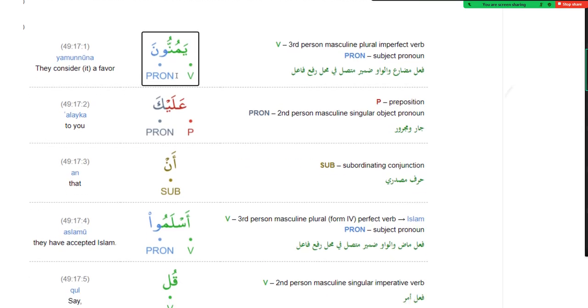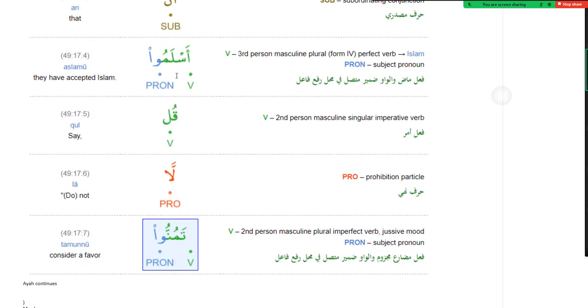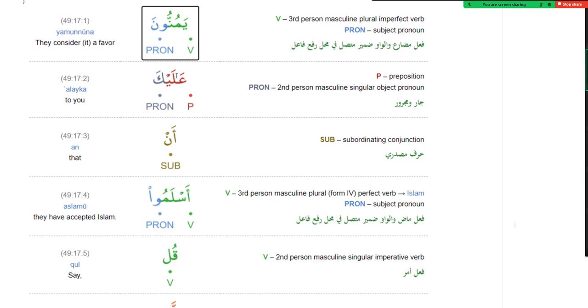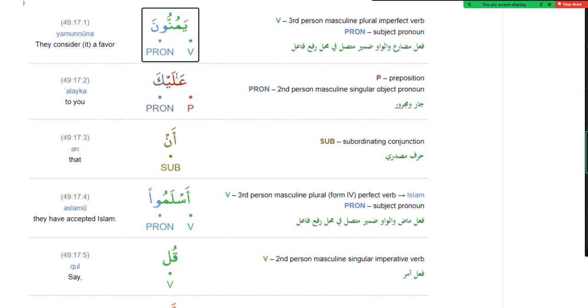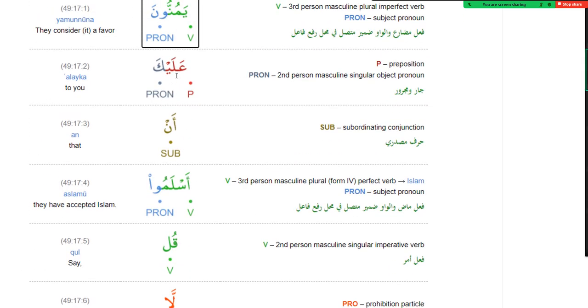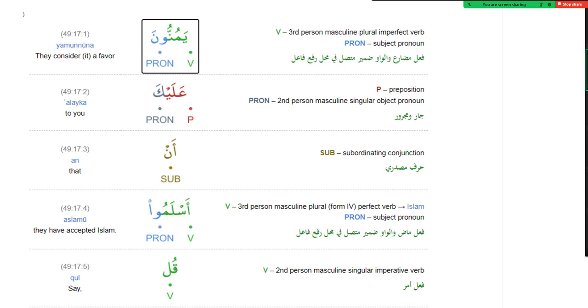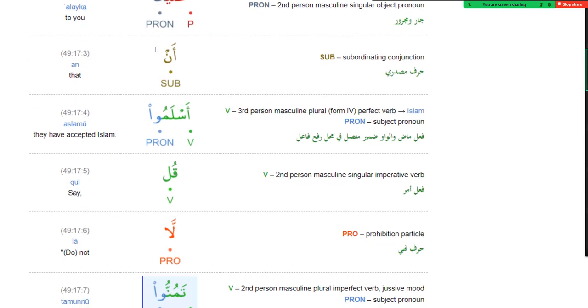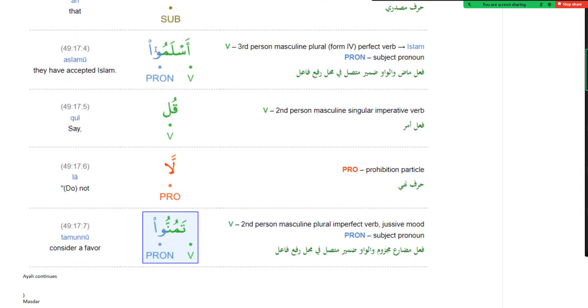Now, يَمُنُّونَ عَلَيْكَ أَنْ أَسْلَمُوا قُلْ لَا تَمُنُّوا. What is the word? Hum, right? Okay. What's la tamunnu? Noon is dropped, right? Because, and this is good example, right? Yamunnuna, the noon is there here because there's nothing before it. They consider it a favor to you that they have accepted Islam. Say, do not consider a favor. So, la tamunnu, the noon is dropped because of la first.